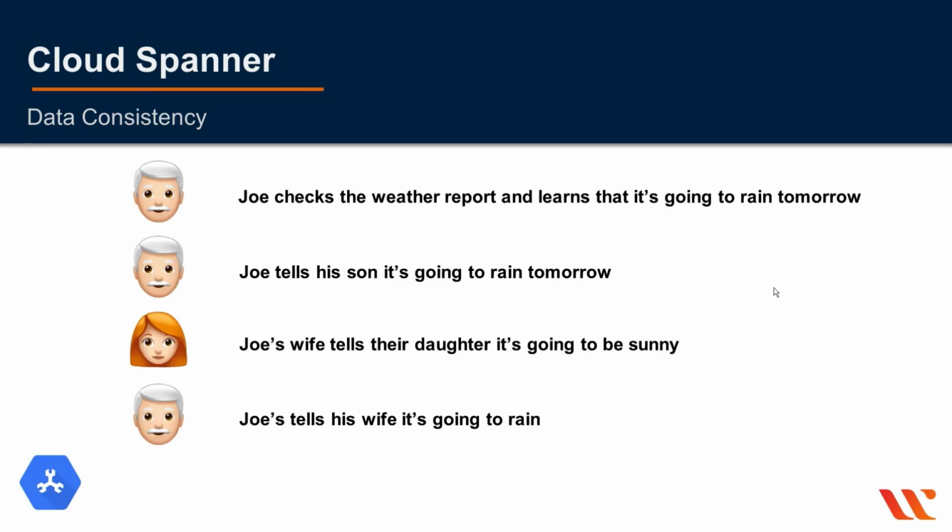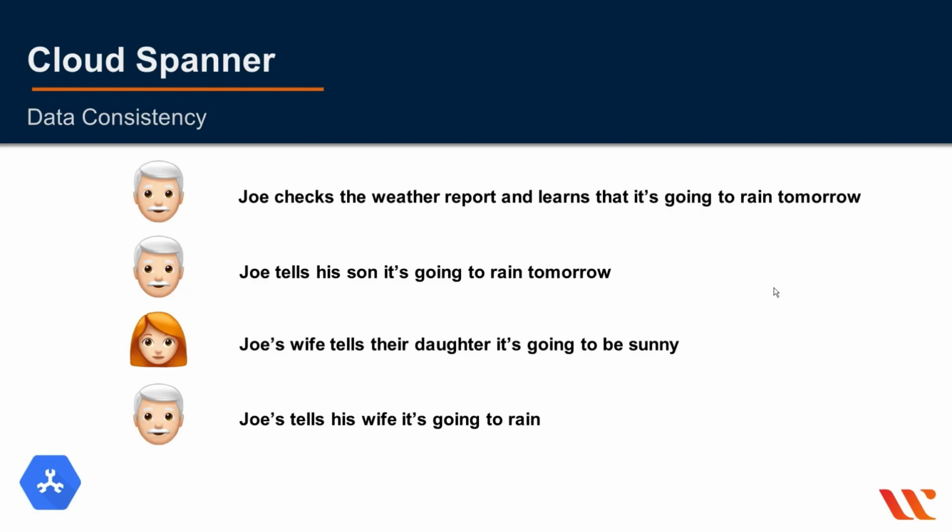So here we have a person called Joe. He checks the weather report and learns that it's going to rain tomorrow. Joe tells his son that it's going to rain tomorrow. Now, Joe's wife tells their daughter that it's going to be sunny. And then Joe tells his wife that it's going to rain. So now, Joe's wife has given the wrong information to her daughter.